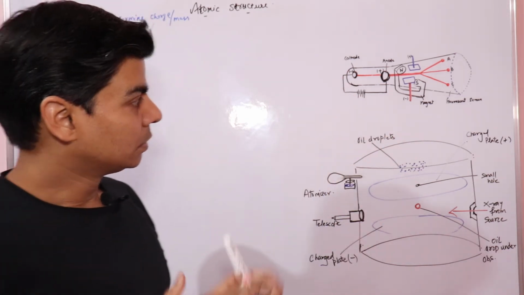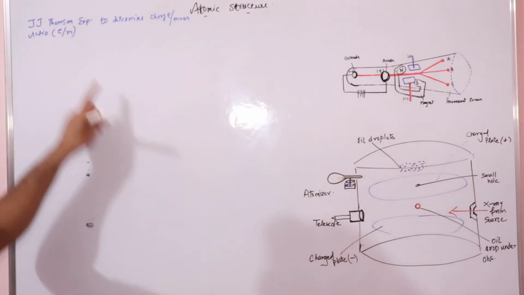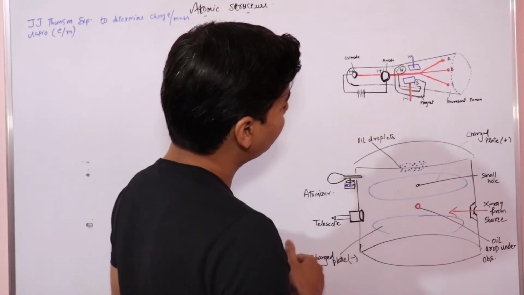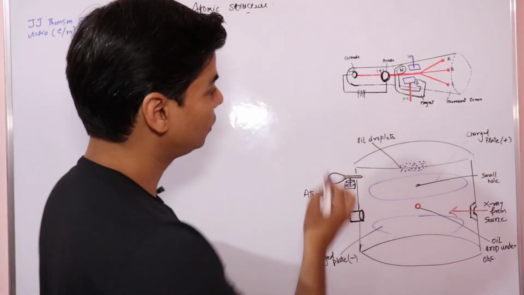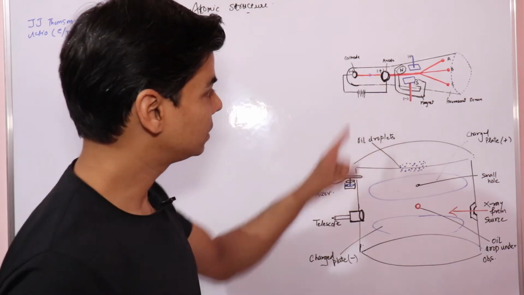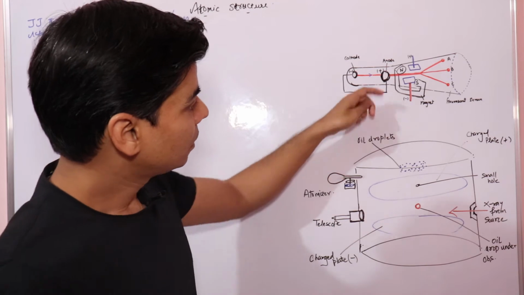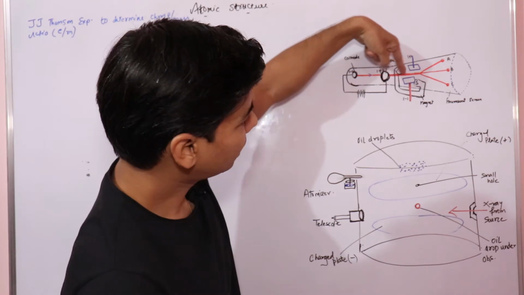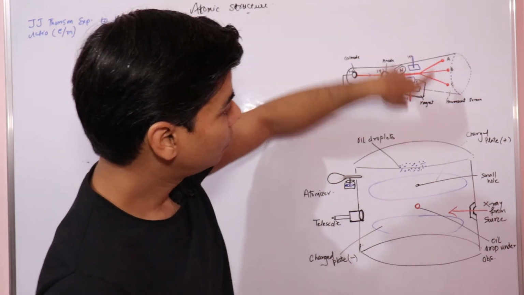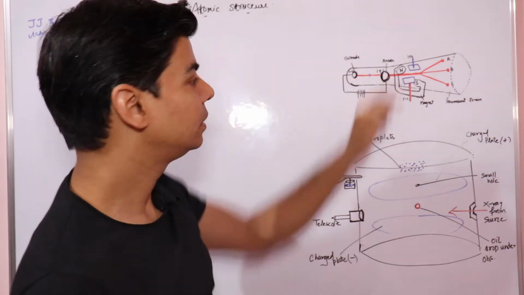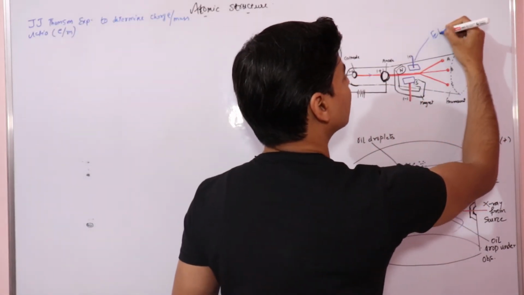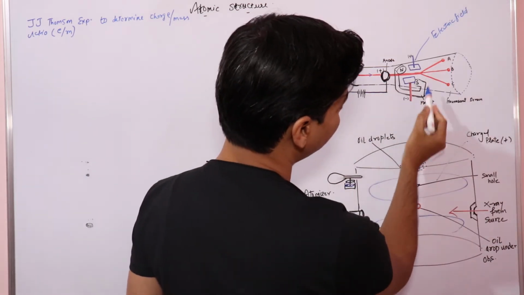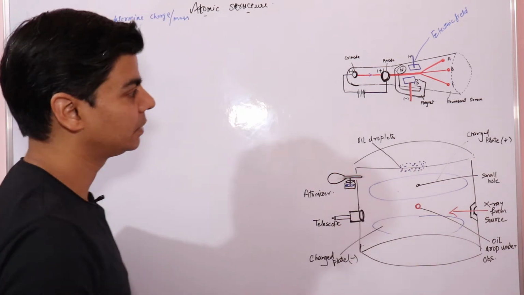Now what J.J. Thomson did to determine the e upon m ratio of an electron: when cathode rays are produced from here, they move straight. In this cathode ray tube, he subjected this electron beam, or cathode rays, to a magnetic field and an electric field. This is your electric field, and this is your magnet, which provides the magnetic field, right?